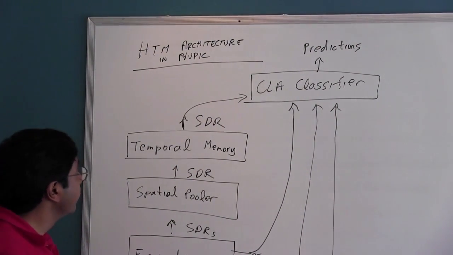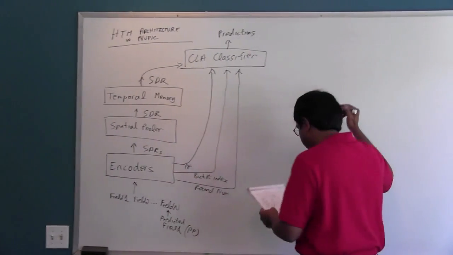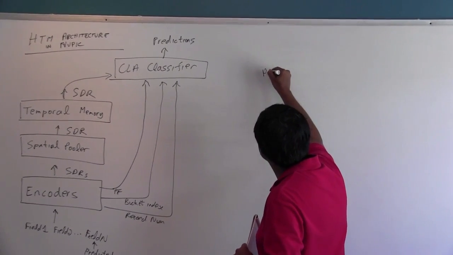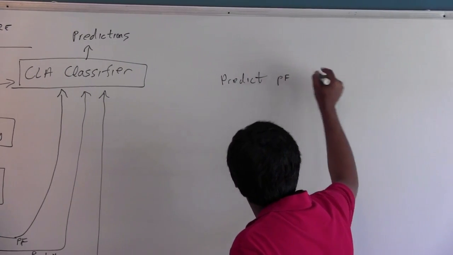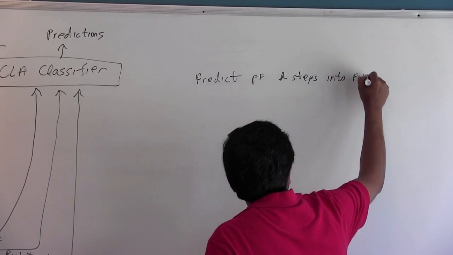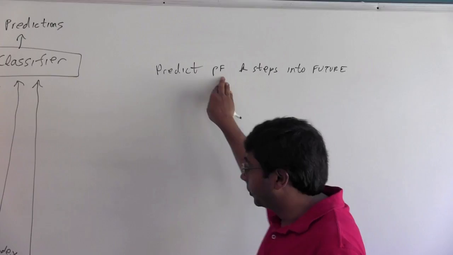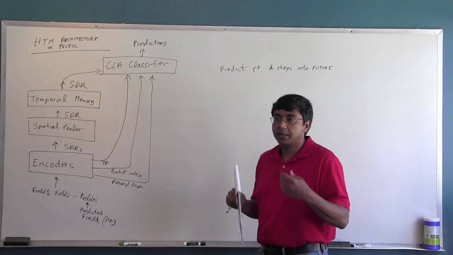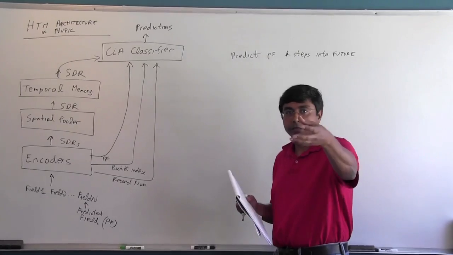So I'm going to go into a little bit more detail. What is this classifier trying to do? It basically has two jobs. It's trying to predict the predicted field k steps into the future. And k is a parameter that you have to decide ahead of time. So you might say, I want to predict the value of this predicted field 10 steps into the future. Or if you're doing hourly energy readings, you might want to predict it 24 steps into the future, if you want to know what the prediction is going to be the next day at this time.